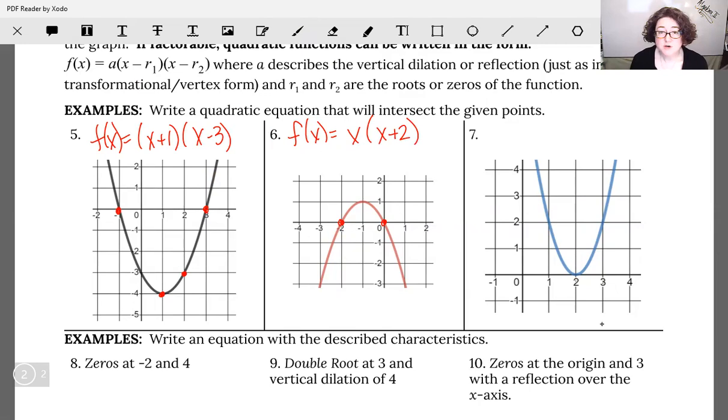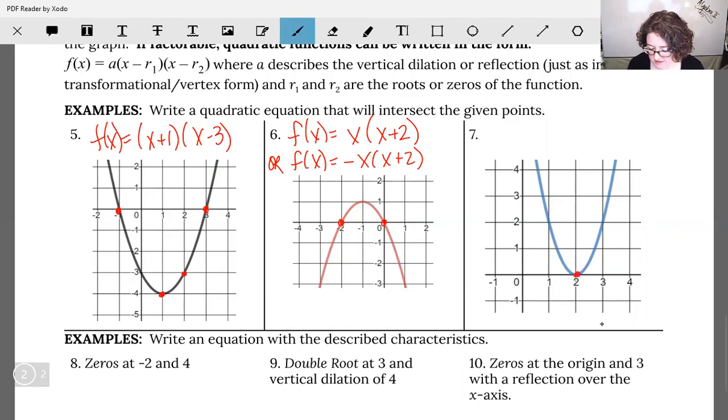And again, I do know that this one is flipped upside down, so I could also have written -x times x plus 2. Both of these are in factored form, and both of them have the x-intercepts of -2 and 0. But if the question's worded write a quadratic equation that will intersect the given points, it would still work for a solution. Okay, number 7.